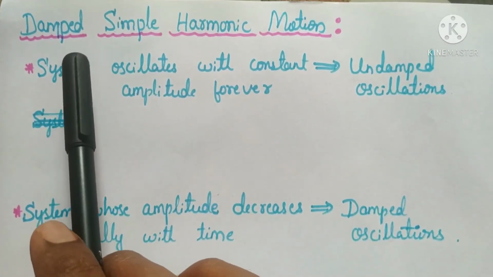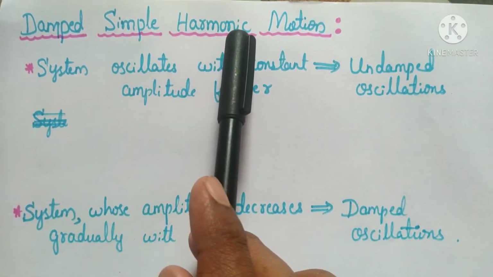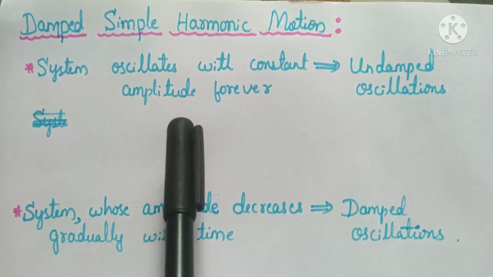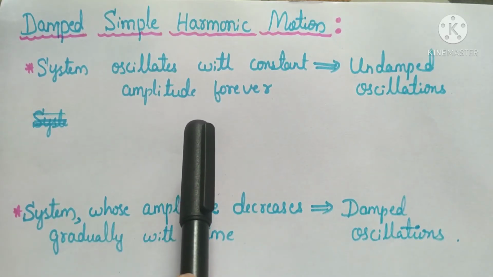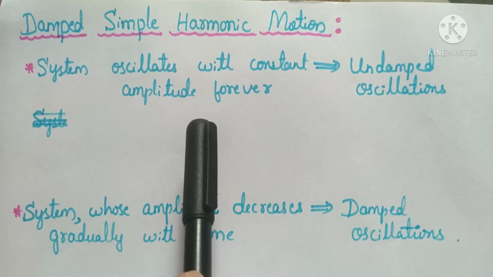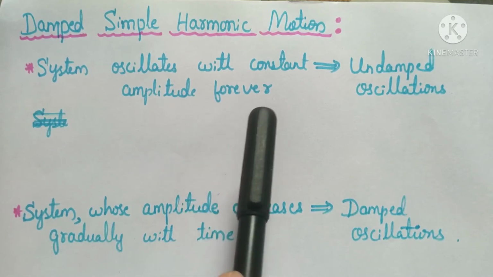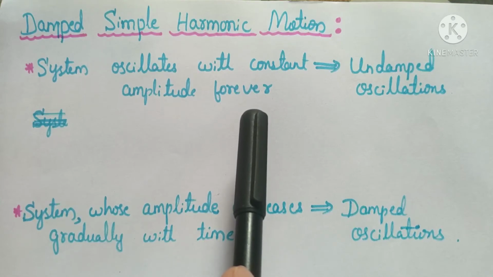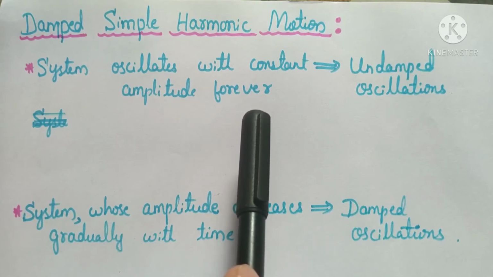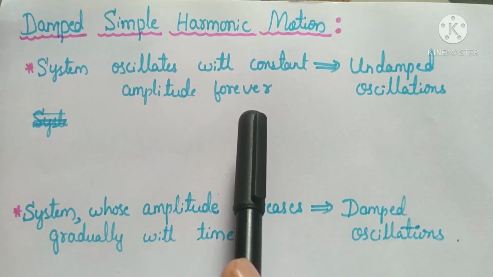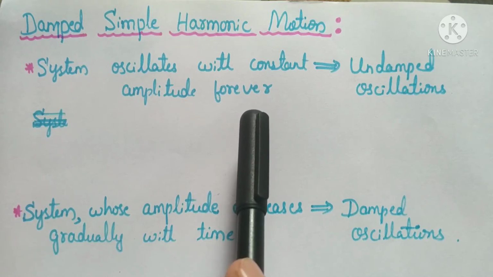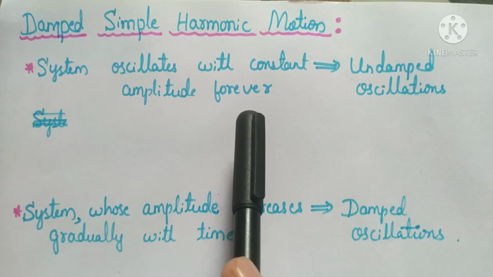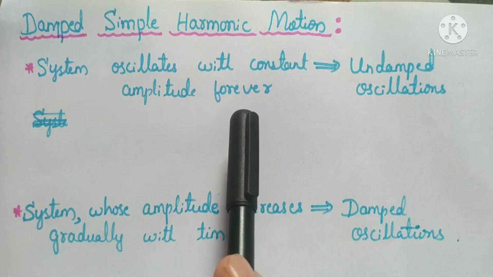Now we'll discuss damped simple harmonic motion. We already know that a simple pendulum swinging in the air will gradually decrease in speed and finally come to rest. Why does it come to rest? This is because of the air drag or the friction at the support that opposes the motion of the pendulum, and gradually the energy of the pendulum decreases and finally it comes to rest. Then we can say that the pendulum has damped.